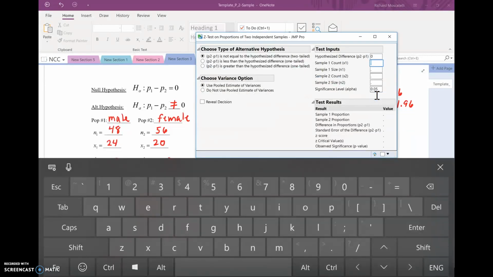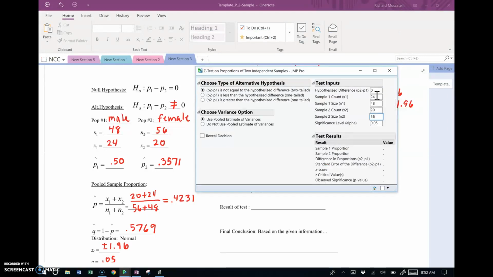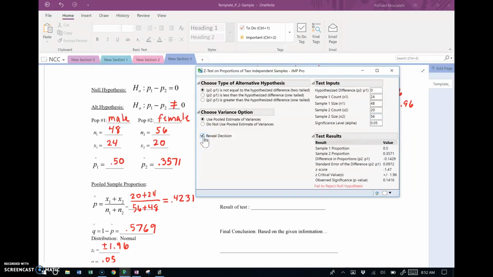Now sample 1 count. Let's put that in there. We know x1 is 24, and the sample size n1 is 48. x2 is 20, and the sample size n2 is 56. So we're all set up there. We have our sample data put in. Let's check the reveal decision box.